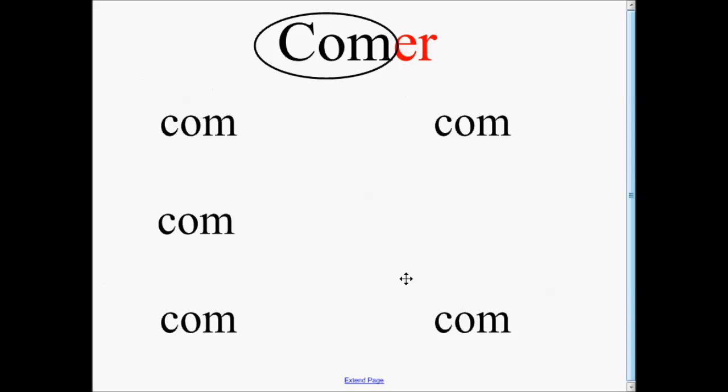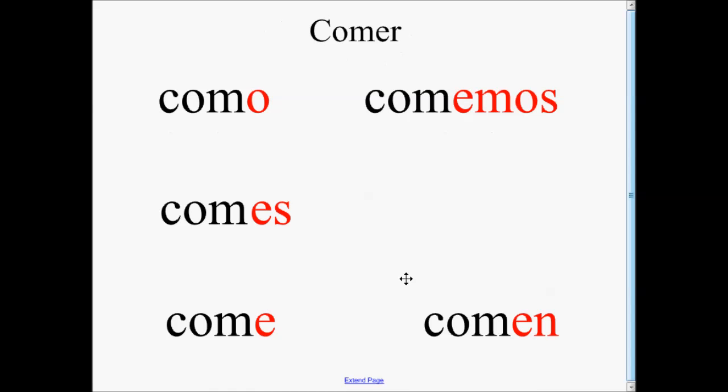Using the verb comer, we find our stem. Com. Now that we've found our stem, we can simply give these verbs their subject. Yo como. Tú comes. Él, ella, usted come. Nosotros comemos. Ellos comen. Remember that the verb comer means to eat.